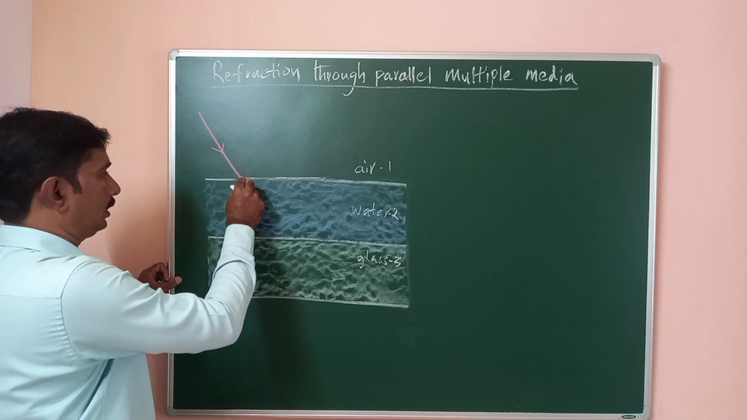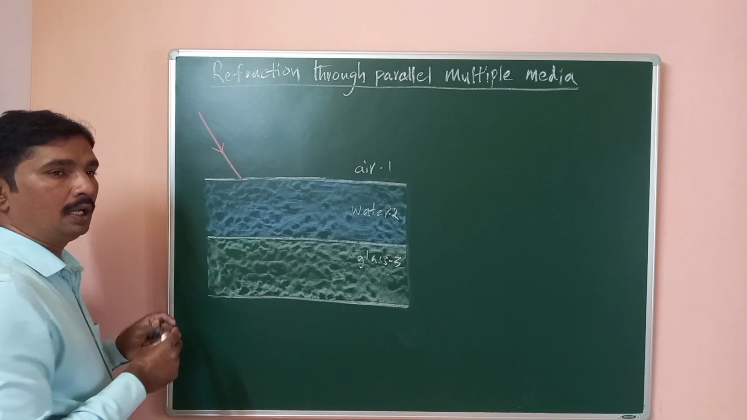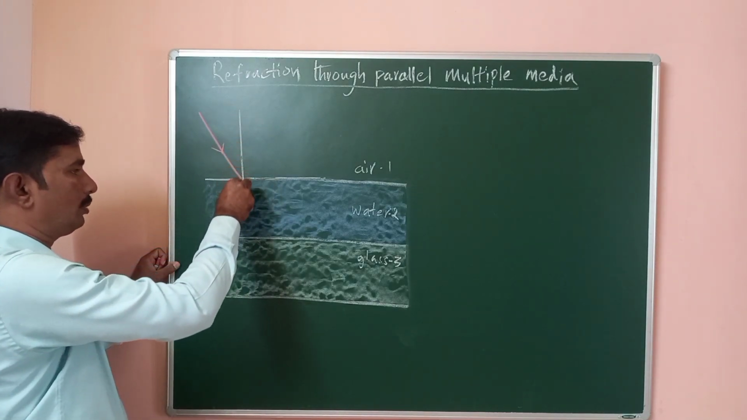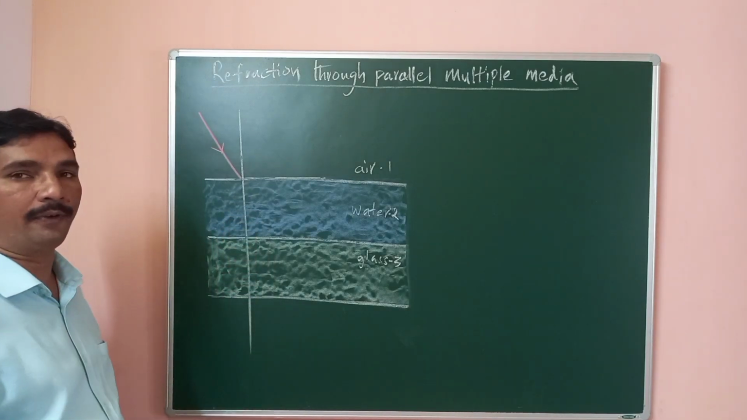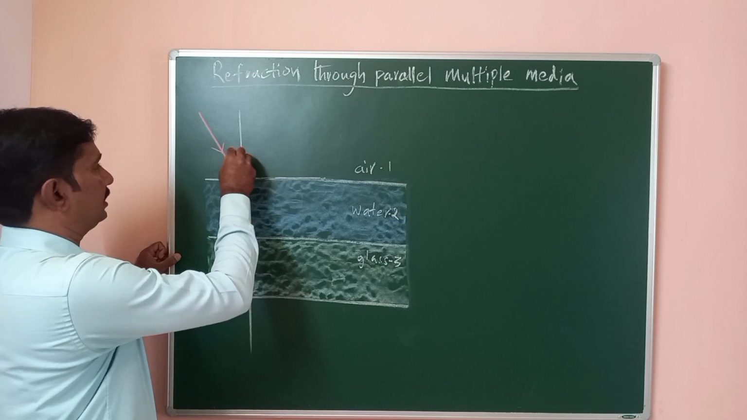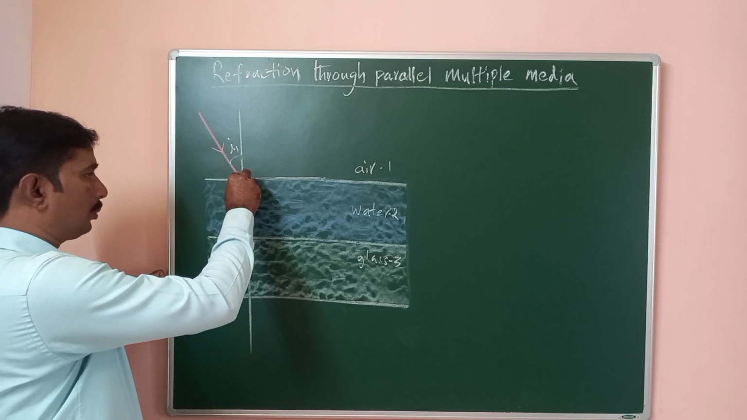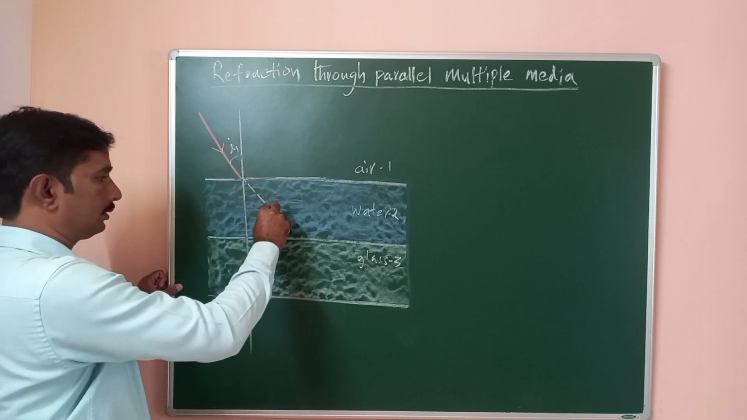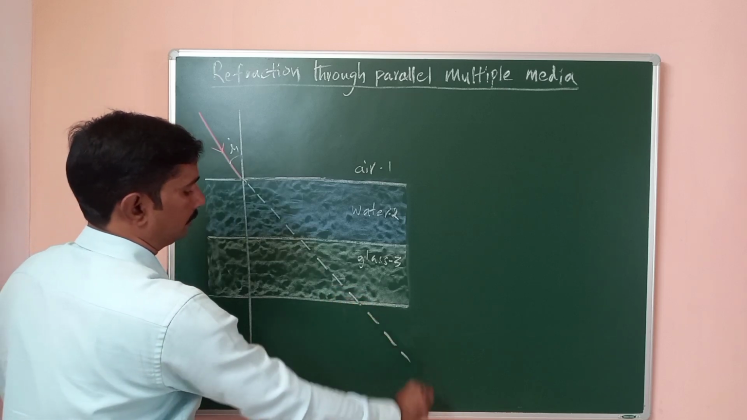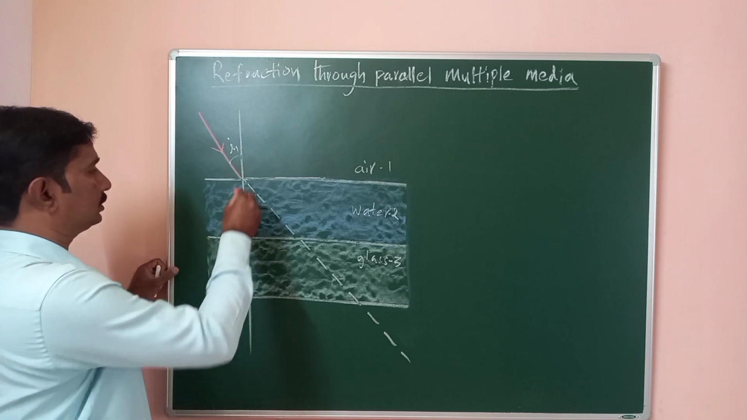At this point, there is separation of media. This side is air and this side is water. At that point, we have to draw a normal. Normal is a perpendicular line drawn to a surface. We have drawn this. This is the angle of incidence. We will mark it I1. This ray is supposed to go in this direction in the absence of these two mediums. Now, this ray will bend and go.